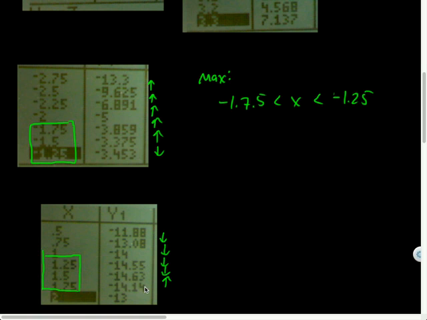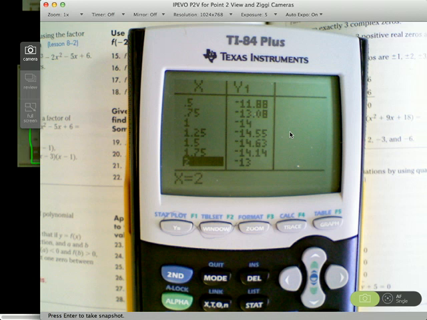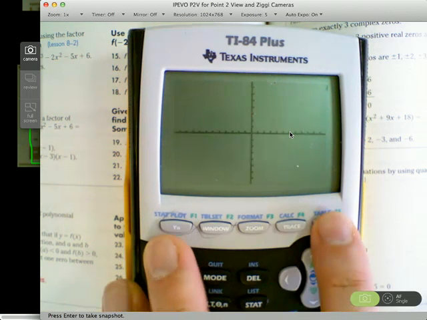It went down and then up, so that would be a minimum value occurring between 1.25 is less than x is less than 1.75, right? Something like that. So mins and maxes are based off of your analysis of the change in direction, not the change in sign. And just so that we can see what's going on, let me hit graph here.